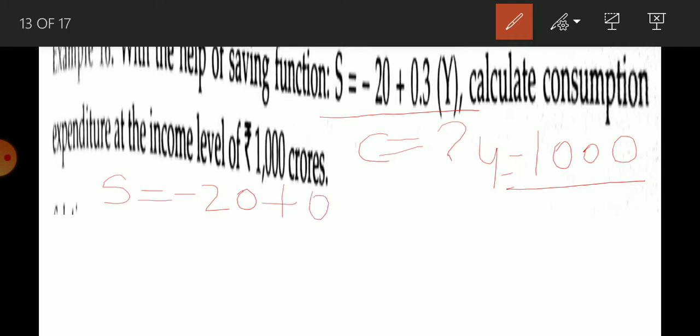Okay, and what is given here? Income Y is equal to 1000 crore. So this is given. Now the saving function is given: -20 plus 0.3y. So first of all we derive the consumption function.